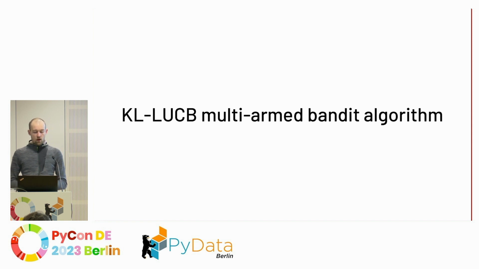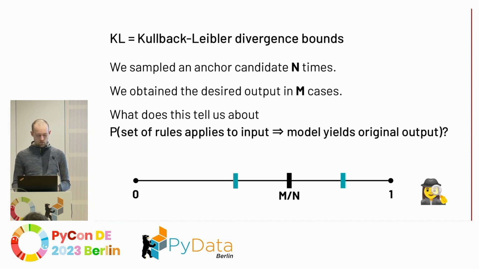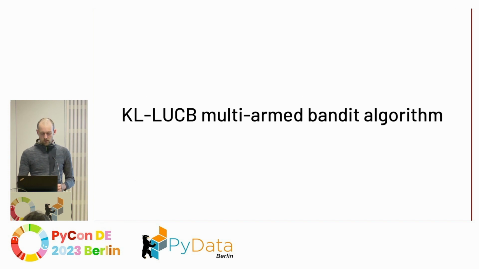Yeah, and now let's get to the specific algorithm that is actually used within the anchor explanation approach. This has a very strange name. It's called the KL-UCB multi-armed bandit algorithm. What we'll do in the next couple of minutes is to really decode what that means and get an understanding.